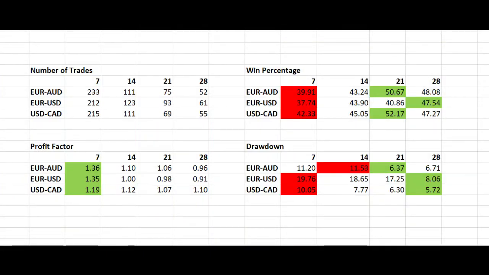Here's a simple summary of the results. As you can see, it was the higher values that performed the best, both in terms of win percentage and drawdown. However, it was the lower value of 7 which was consistently the best performer in terms of profit factor.